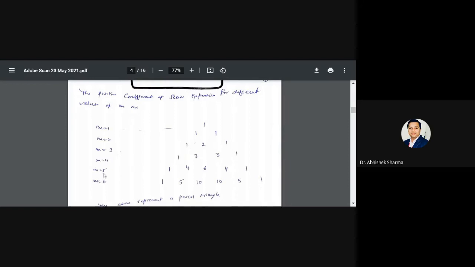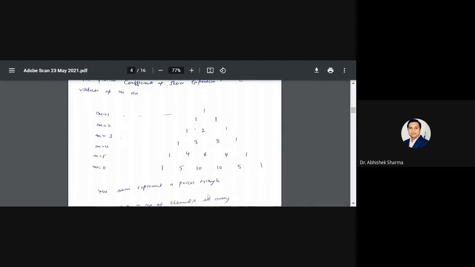Then for m is equal to 5, this 3 plus 3 is equal to 6, this 3 plus 1 is equal to 4, this 3 plus 1 is equal to 4, and we'll extend one on this side, one on this side, and so on. So for different values of m, we have this triangle that is known as the Pascal triangle, and this triangle is helpful to find out the values of a1, a2, a3 up to an.